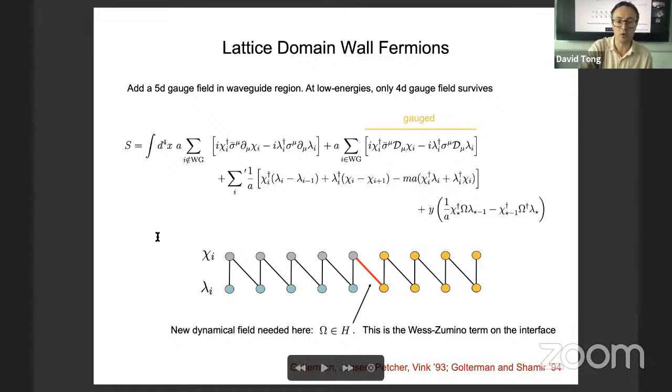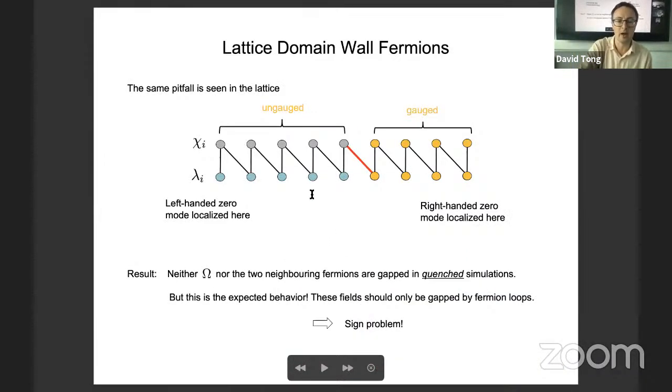All right, so what now happens? You might hope that when you try to do the dynamics of the lattice theory, this term becomes massive, and it leaves you with the gauge theory that you wanted, coupled to the massless fermions on the end. Now, the Golterman et al.